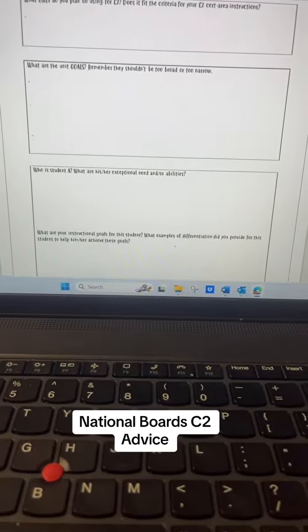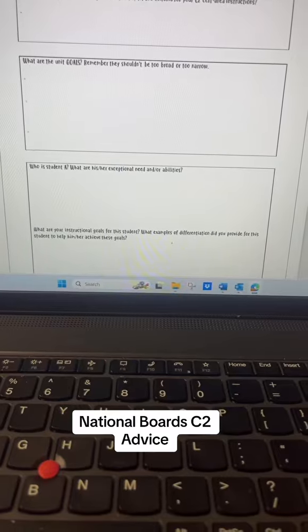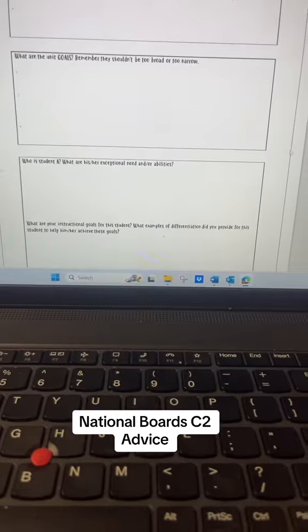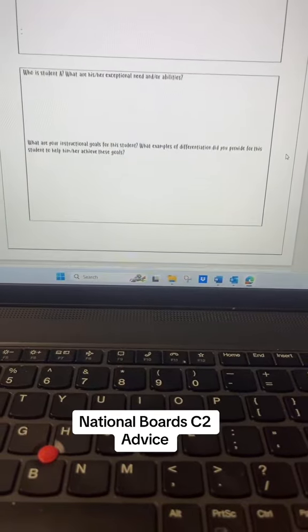Also, what are the goals? Remember, they can't be too broad, they can't be too narrow. All these questions are in alignment with either the forms or the written commentary, so it helps you to brainstorm and think about what you're writing about in your written commentary.